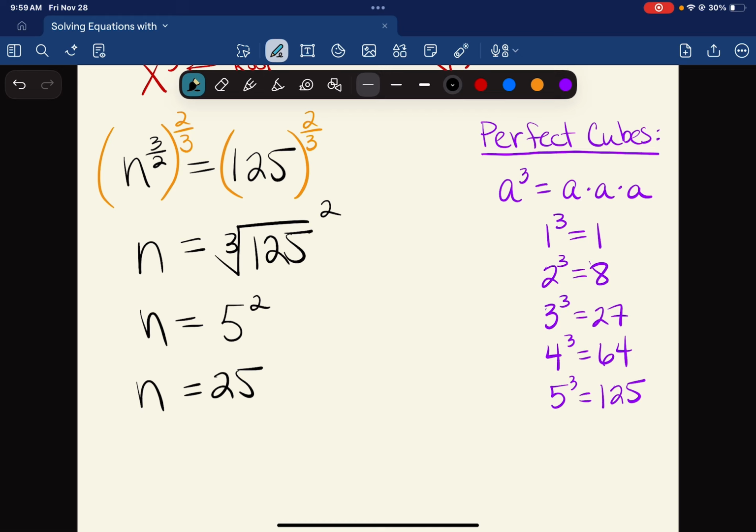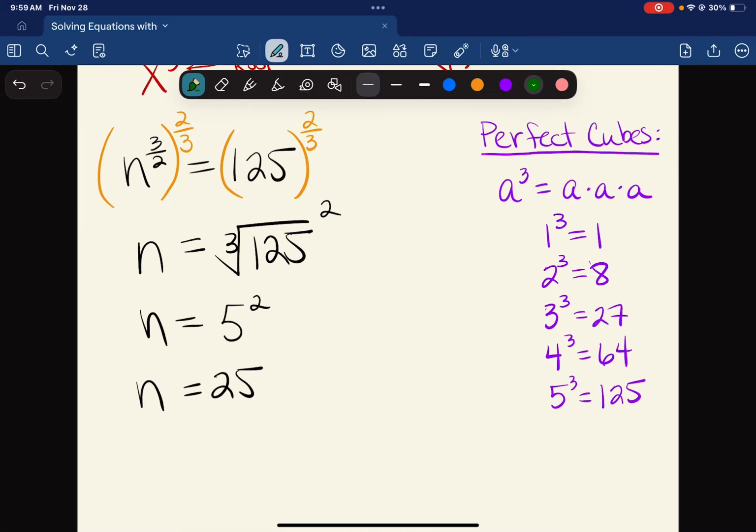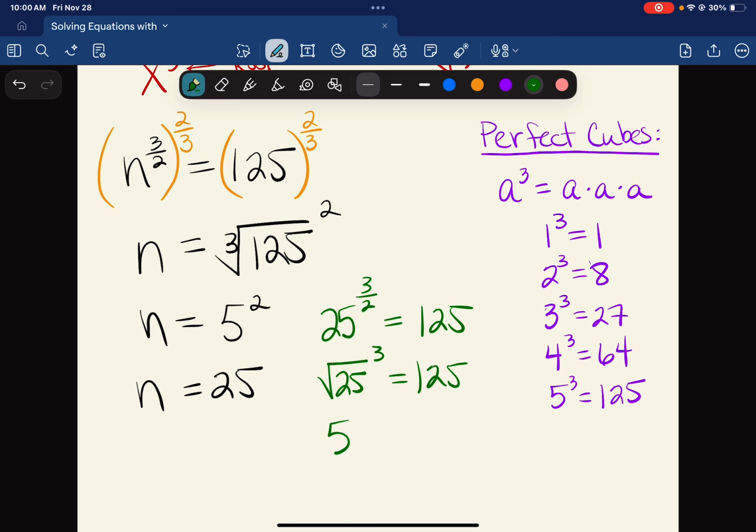And you always want to go back to your original equation, substitute in your values, and make sure that you don't have any extraneous solutions. So if I go back to my original equation right here, let's substitute in the number 25 for n. So 25 taken to the 3/2 power should equal 125. Well, this is the same thing as saying the square root of 25 cubed should be 125. Well, the square root of 25 is just 5, so 5 cubed should equal 125, which of course it does. So n equals 25 is our solution.